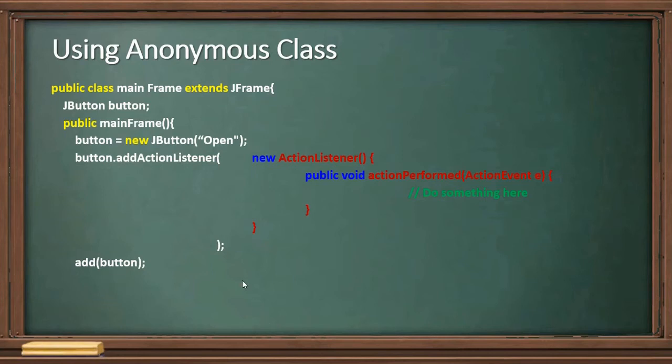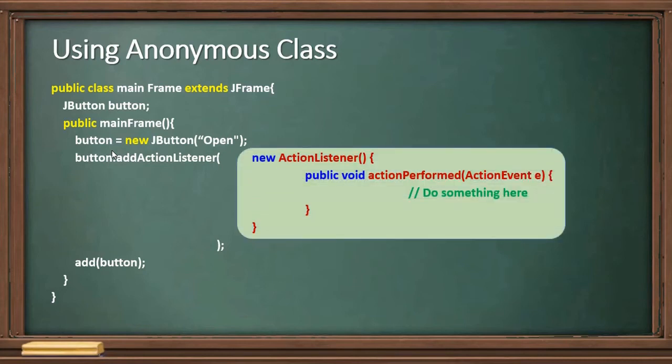Once I create the button here, I need to add this button to the JFrame so that it is visible to the user when the application is running. So what is new here is we are creating an anonymous inner class directly within a method.